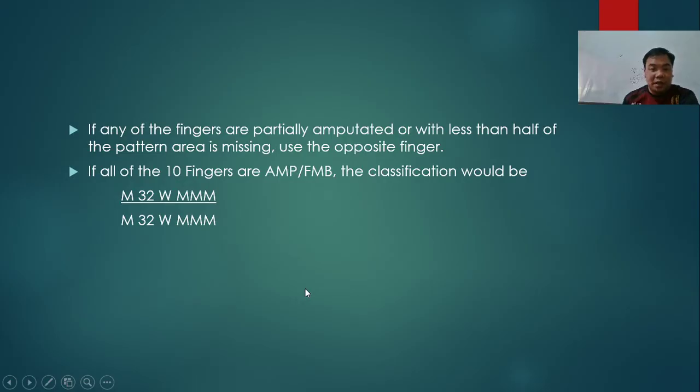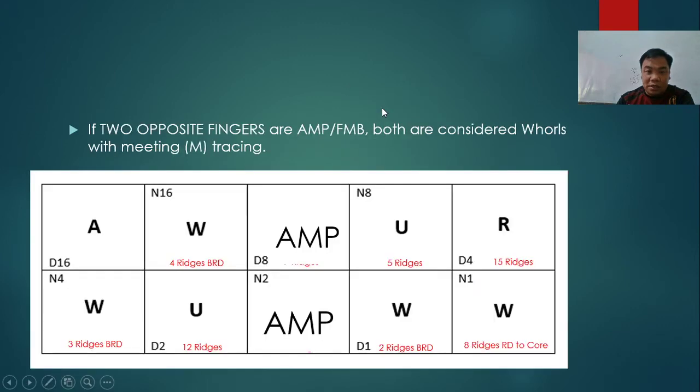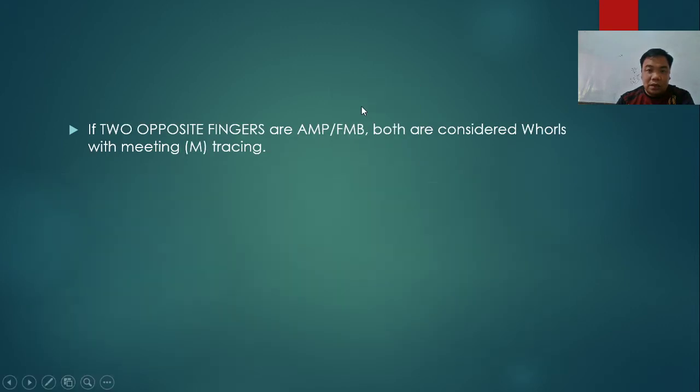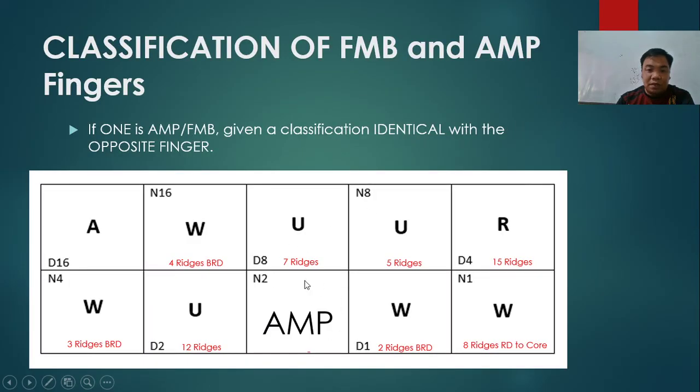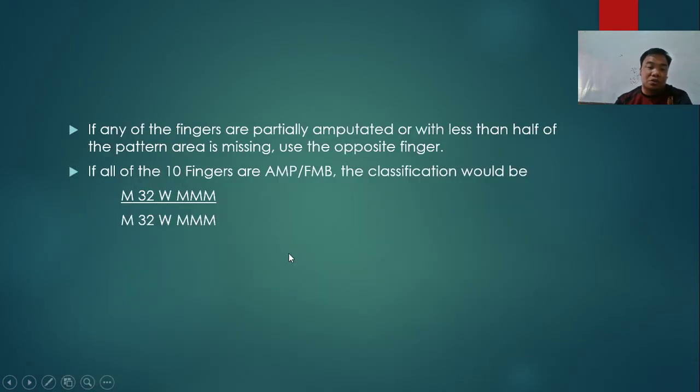Okay? And of course, if any of the fingers are partially amputated, putol, di ba? Or with less than half of the pattern area missing, then use the opposite finger. Example is this one, this one is amputated. Kung hindi man amputated, kalahati putol, pero hindi mo mabuo yung fingerprint pattern, or at the same time medyo partially, hindi malinaw, hindi maayos, considered yan as amputated. And of course, it will carry the classification of the opposite finger. So yun yung ruling na yan.